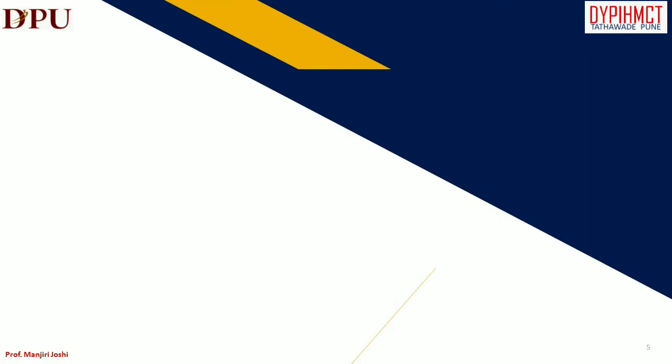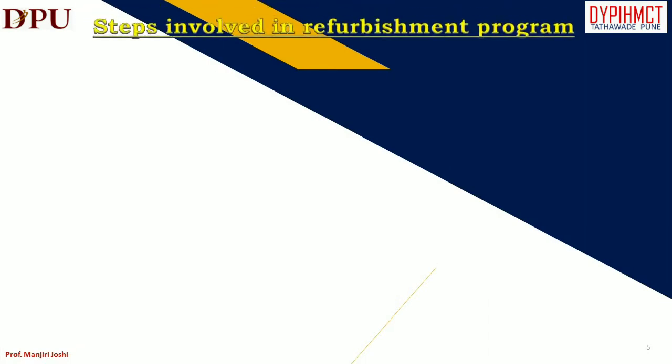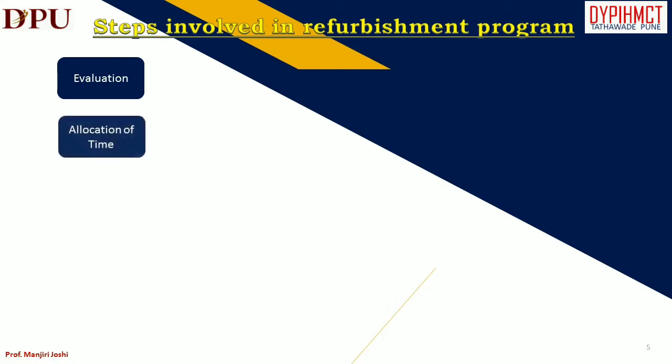Now we will learn the steps involved in a refurbishment program. First step is evaluation. The physical inspection is necessary to ascertain whether such a project is really necessary. It is done by an authorized person. A worksheet is prepared on the basis of the physical inspection sheet, which gives details of the areas and estimated costs of renovation. Allocation of time.